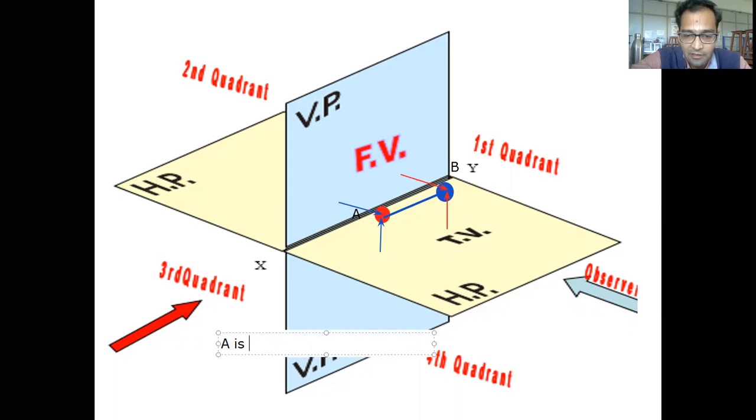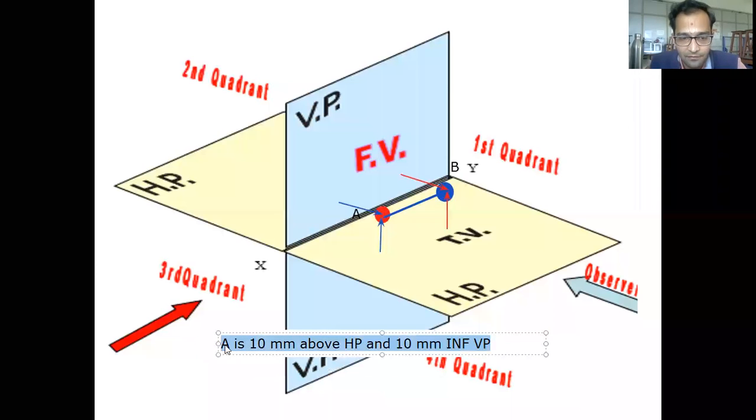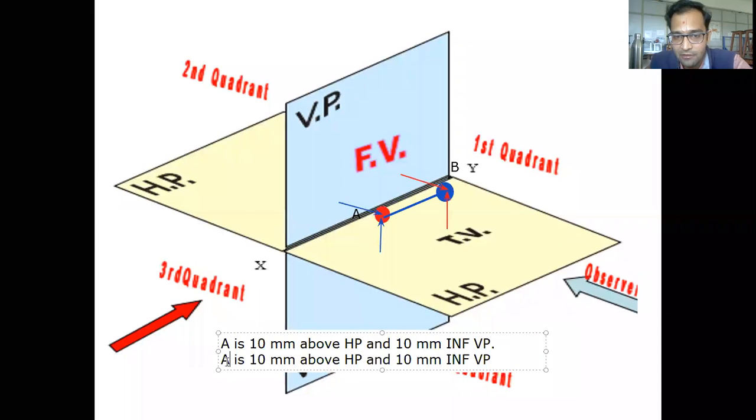Point A is 10 mm above HP and 10 mm in front of VP. In similar manner, let us take point B, and here we'll say point B is 10 mm above HP and 10 mm in front of VP. So what is going to be its condition? It is going to be presented like this.